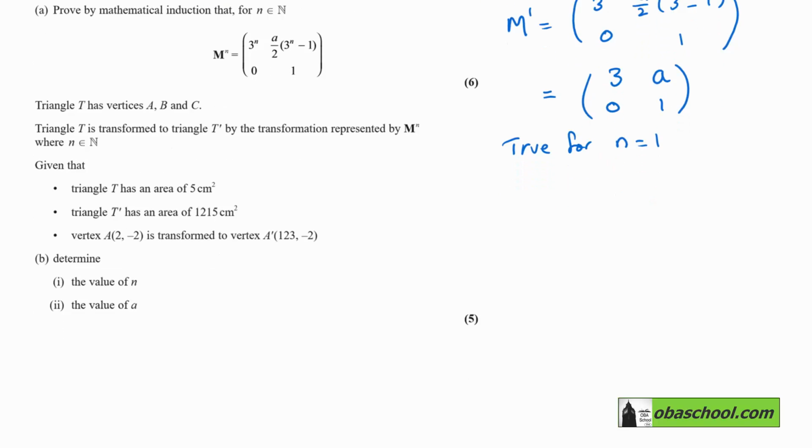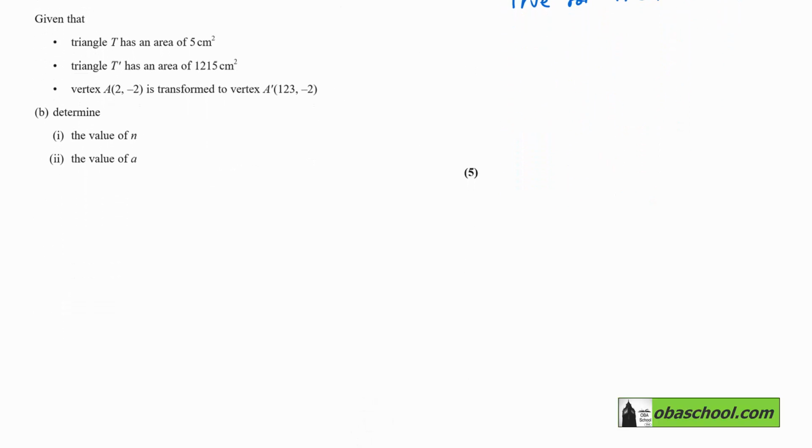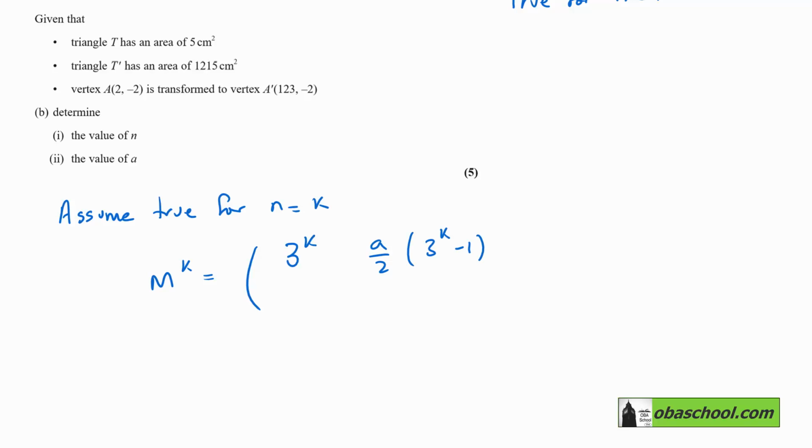We then need to assume it's true for n equals k so that we can do the inductive step. So assume true for n equals k. And that means that M to the k would be equal to [3^k, (A/2)(3^k − 1); 0, 1], and now we want to look at the next case.